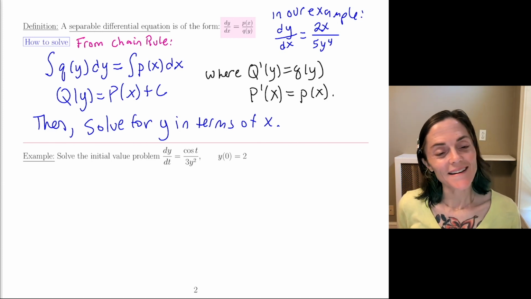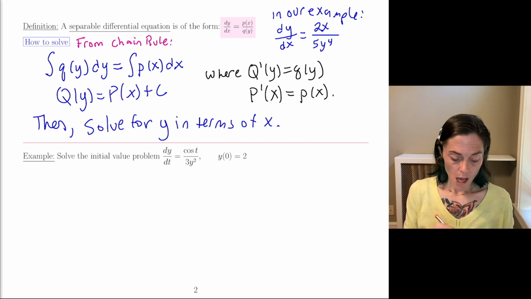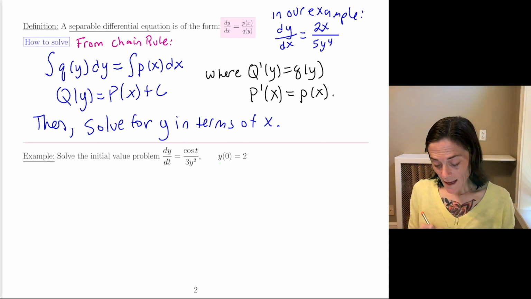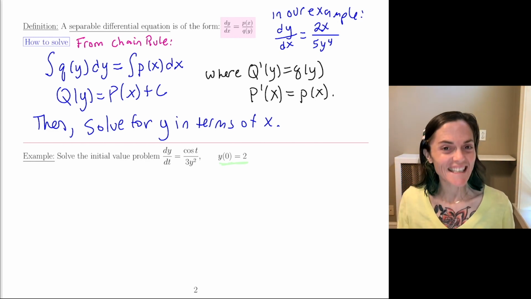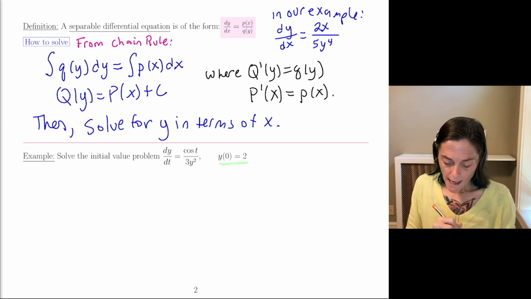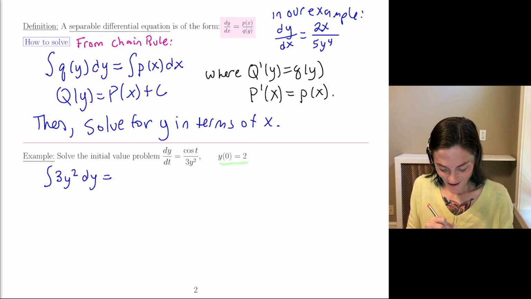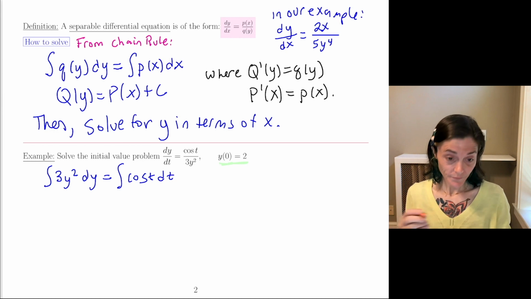All right, so here's an example. Solve the initial value problem. Well, we practiced some initial value problems last time. Here we will not have some constant c in the end. We will have to use our initial conditions to solve for the c. Let's go. We have an integral, we have 3y squared dy equals the integral of cosine t dt. This was the separation of variables.